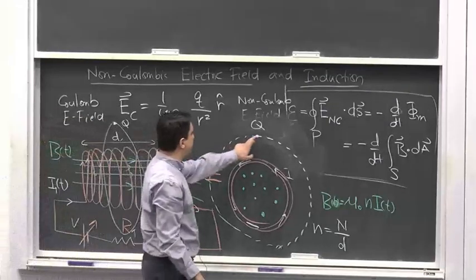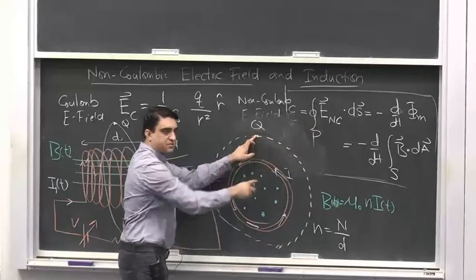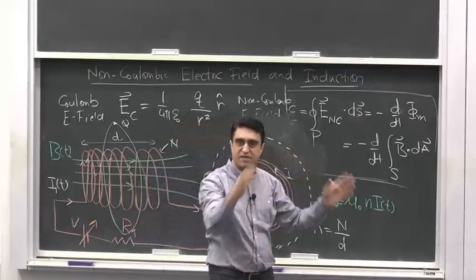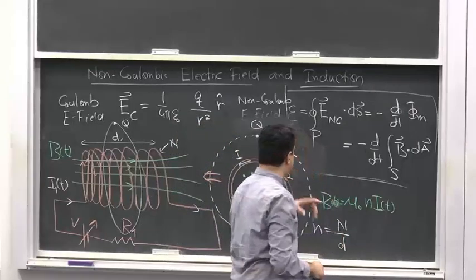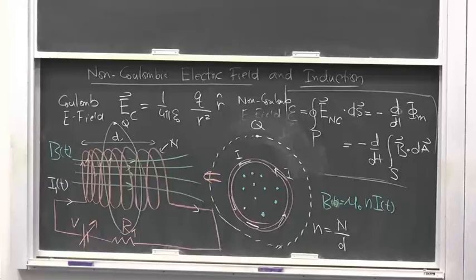So, I want to find the non-Coulombic electric field on this path. I can assume that this might be constant all over that path just by the symmetry of the problem. So that's something which I can assume. So let's write this.